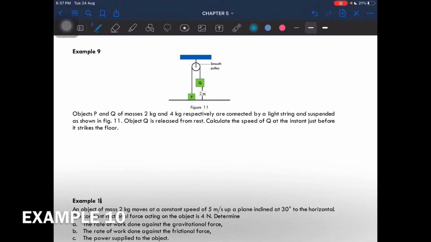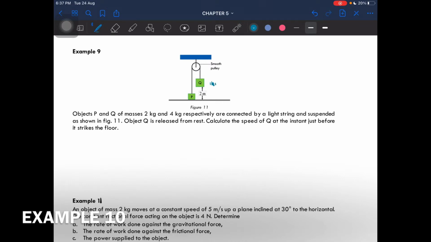Right, example number 9. Objects P and Q of masses 2 kg and 4 kg are connected by a light string here. It is suspended. So object Q is released from rest. Calculate the speed at the instant just before it strikes the floor.